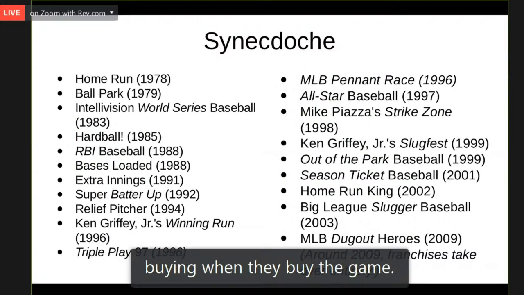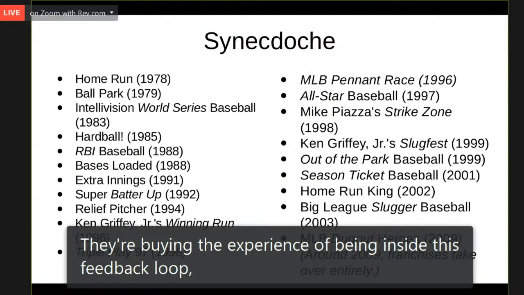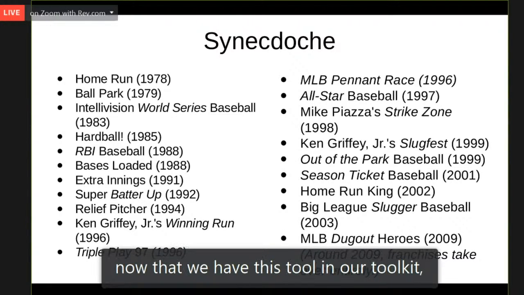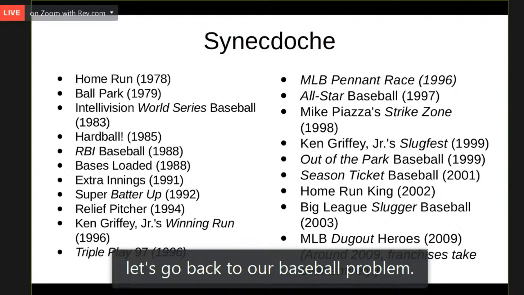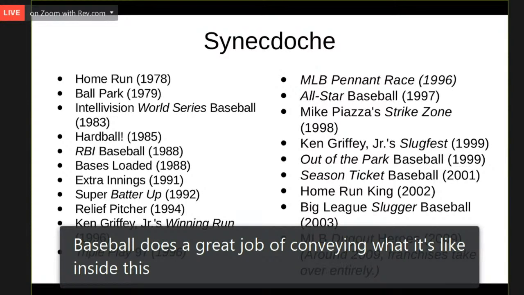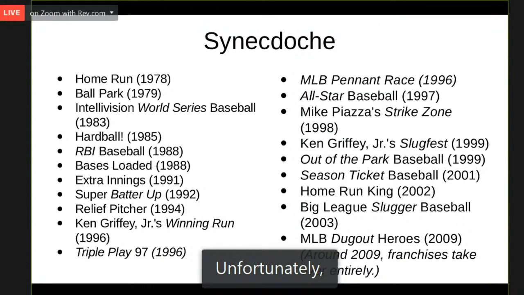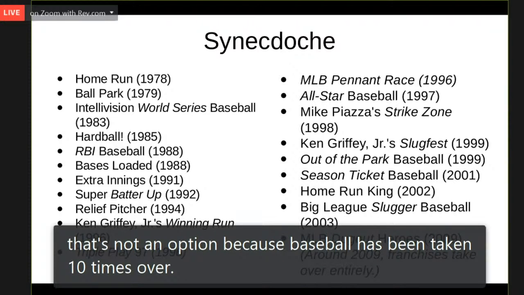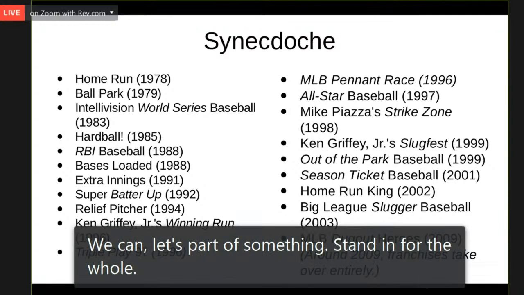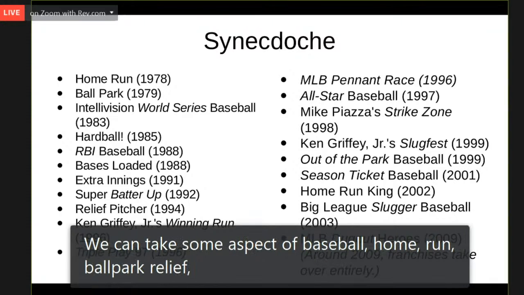So to make this a little less abstract, now that we have this tool in our toolkit, let's go back to our baseball problem. Calling our video game Baseball does a great job of conveying what it's like inside this feedback loop. It's like baseball. Unfortunately, that's not an option because Baseball has been taken 10 times over. So instead, we can use the literary device of synecdoche. We can let part of something stand in for the whole. We can take some aspect of baseball, home run, ballpark, relief pitcher, pennant race, season ticket, and we can let it stand in for the whole sport. All the names on this slide convey, hey, if you play this game, you're playing baseball, without the game having to actually be called Baseball.